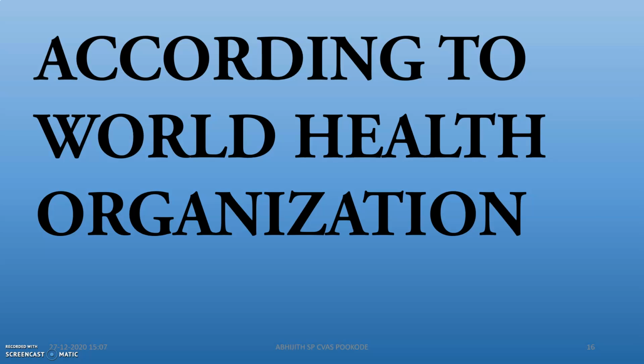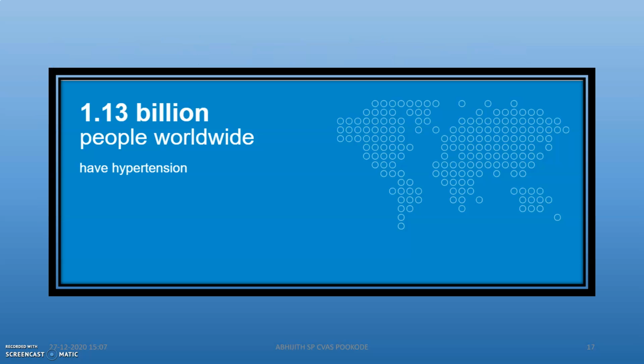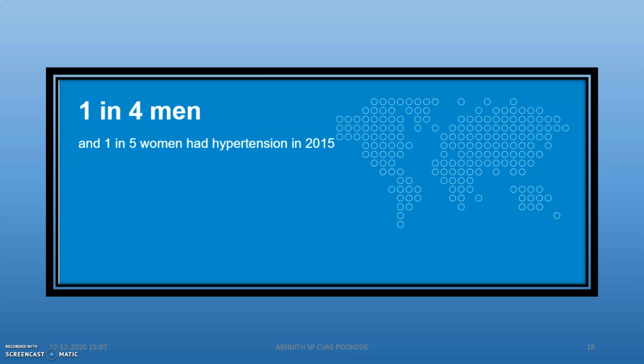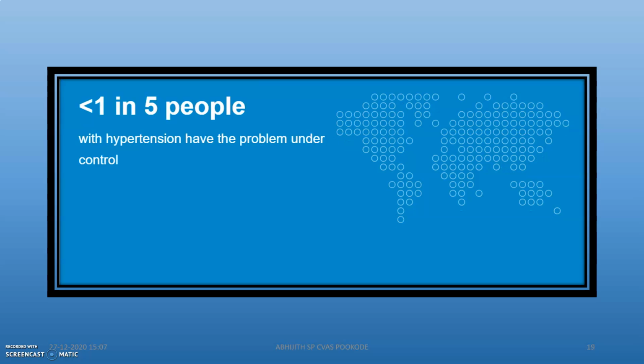According to the World Health Organization, 1.13 billion people worldwide have hypertension. 1 in 4 men and 1 in 5 women had hypertension in 2015. These data reveal the consequences of hypertension.